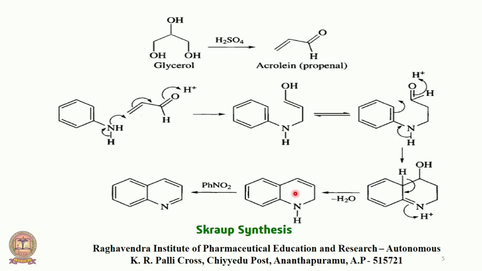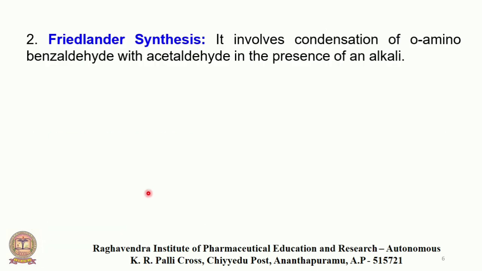We convert this into quinoline by dehydrogenation. This happens in the presence of an alternative oxidant, that is nitrobenzene, iodine or chloroaniline, to convert the 1,2-dihydroquinoline into quinoline. So this is a very important synthesis, the Skraup synthesis. And the next synthesis is the Friedlander synthesis.